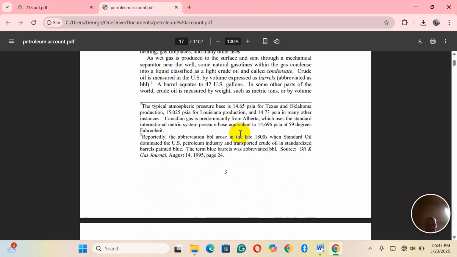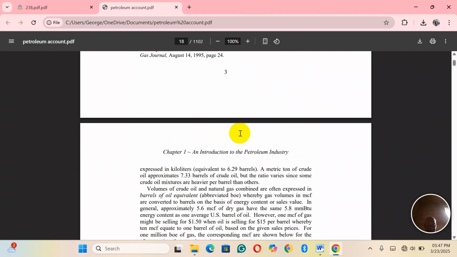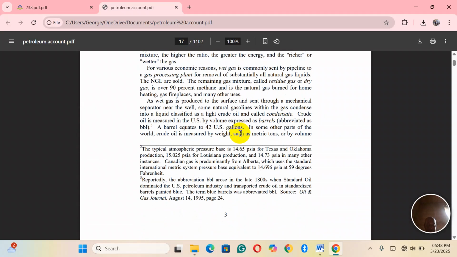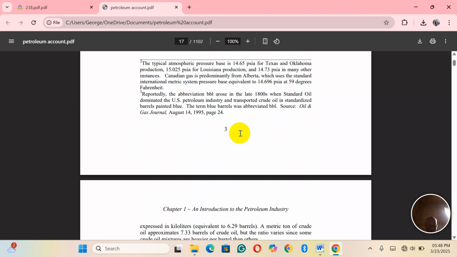So I want us to move on to another point. We're looking at the typical atmospheric pressure base, which is 14.65 PSI for Texas and Oklahoma production. So I don't want us to go into all those accounts.